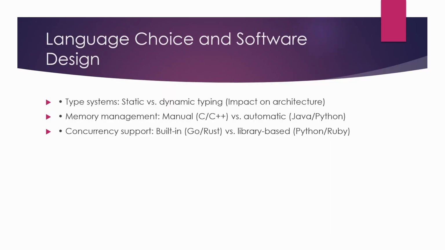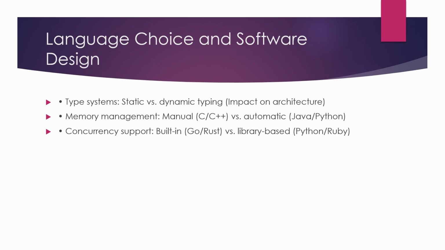In software development, the choice of programming language plays a significant role in shaping the design and functionality of a system. For example, languages with static typing such as Java or C++ encourage well-defined architecture and help catch errors at compile time. On the other hand, dynamic typing languages like Python and Ruby prioritize flexibility and fast development, but at the cost of potentially more runtime errors.